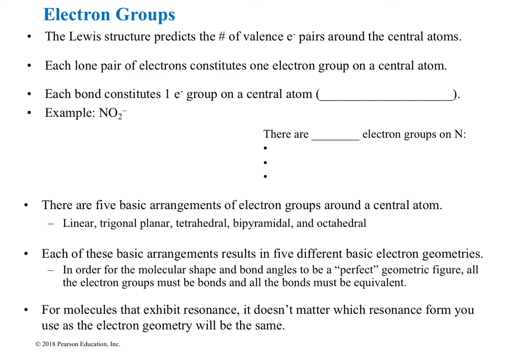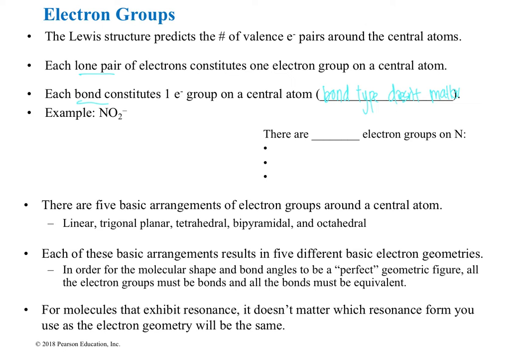So we're going to use the Lewis structure. Everything we've done so far, we're still going to do it. We're going to use the Lewis structure and count how many valence electron pairs are on the central atom. We're going to count every lone pair and every type of bond. It doesn't matter what kind of bond, so bond type doesn't matter. We're just going to count the bonds.